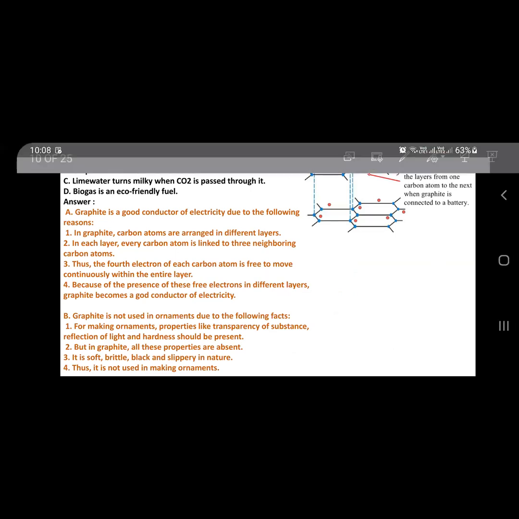Another question is question number 4, right? Scientific reason. Now we have to give here scientific reason. First one is: graphite is a conductor of electricity. The answer: graphite is a good conductor of electricity due to the following reasons.